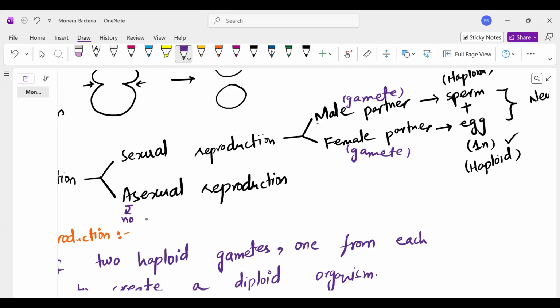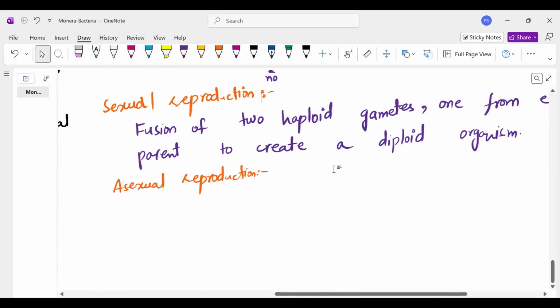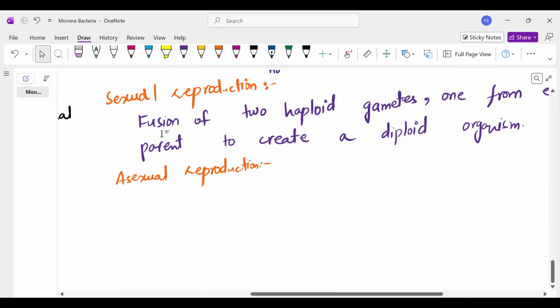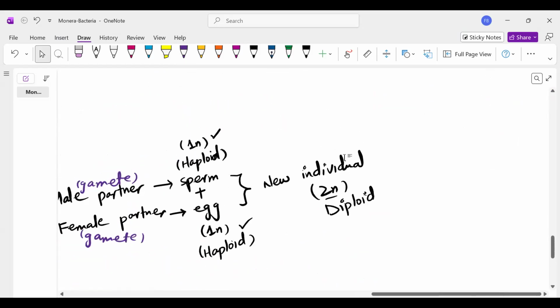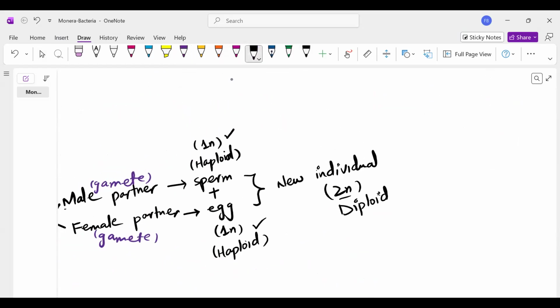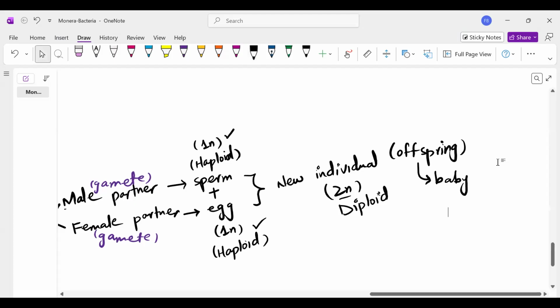One more characteristic I will tell you is the difference between sexual and asexual reproduction. In asexual reproduction, there is just one parent and it will produce offspring. Okay, this is known as offspring, the new individual. You will see the terminology written in your book. When the gametes from the two parents combine, they give birth to a new offspring. In biology, we say offspring, or simply you can say a baby, or a new individual.